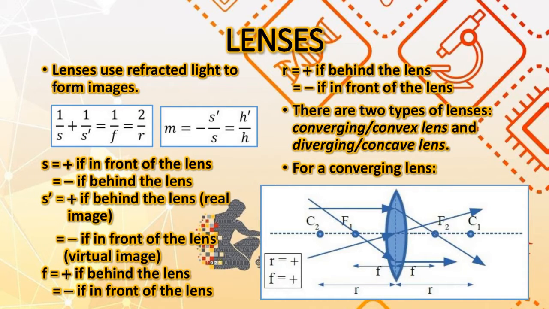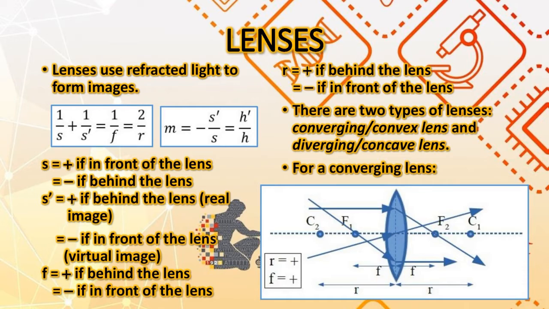But this time, because we are talking about refraction instead of reflection, the sign convention for our variables is slightly different. So please take note of the differences in the sign convention. First, we look at object distance s. Object distance s is positive if the object is in front of the lens and negative if the object is behind the lens.